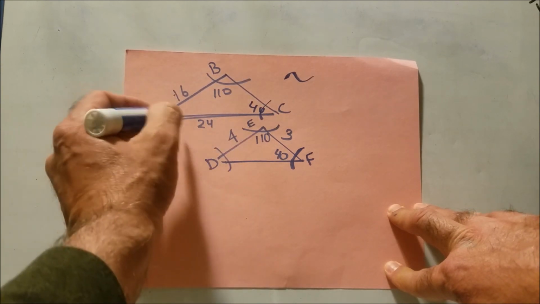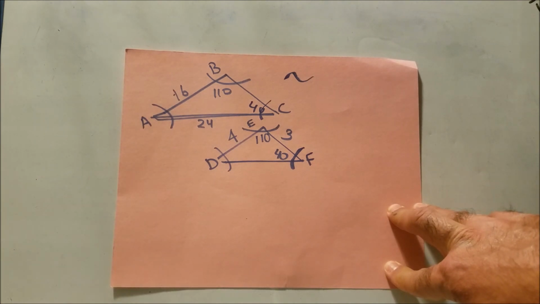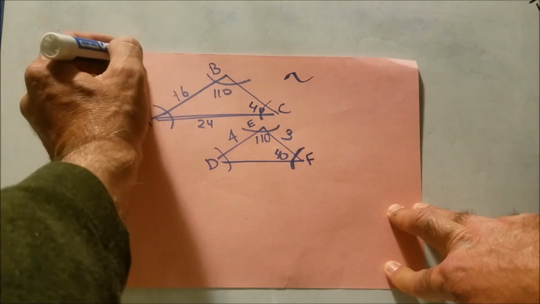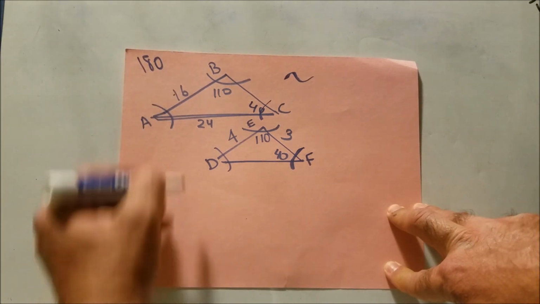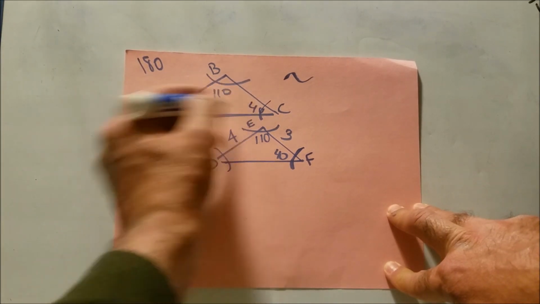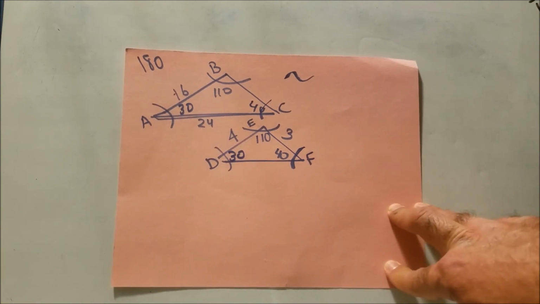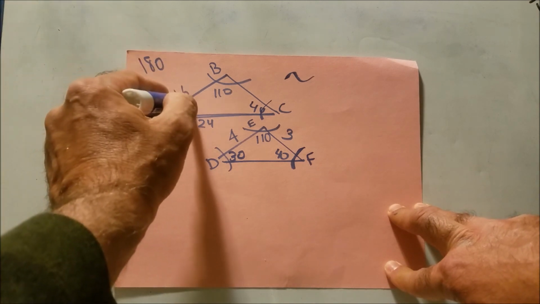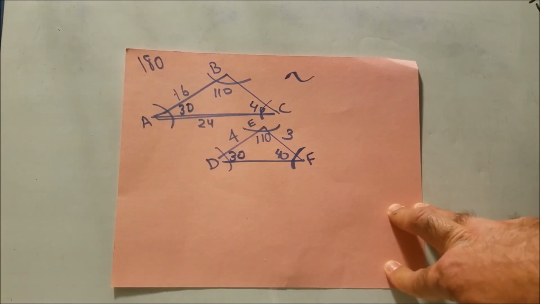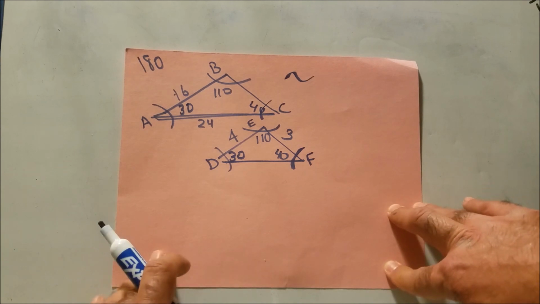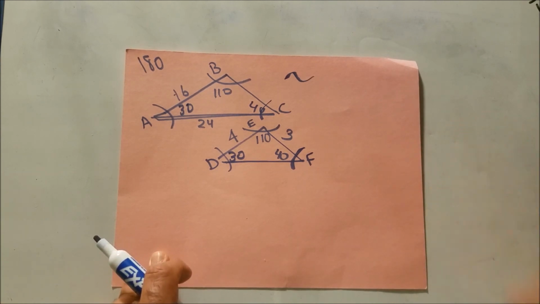So what do you think this angle is? They're missing on both. But we know that a triangle has 180 degrees. So this has to be 30 to make 180. And if that's 30, that has to be 30. So again, very important. Their angles are congruent, means same shape, same size. Similar is just same shape.